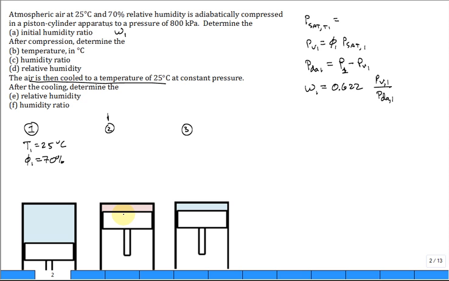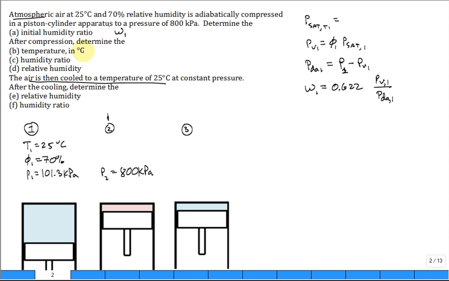It's been compressed, the piston's now made the volume much smaller. And what happened to the pressure at 2? It went up to 800 kilopascal, didn't it? What was the pressure at 1? Atmospheric pressure. So it's 101.3 kilopascal.